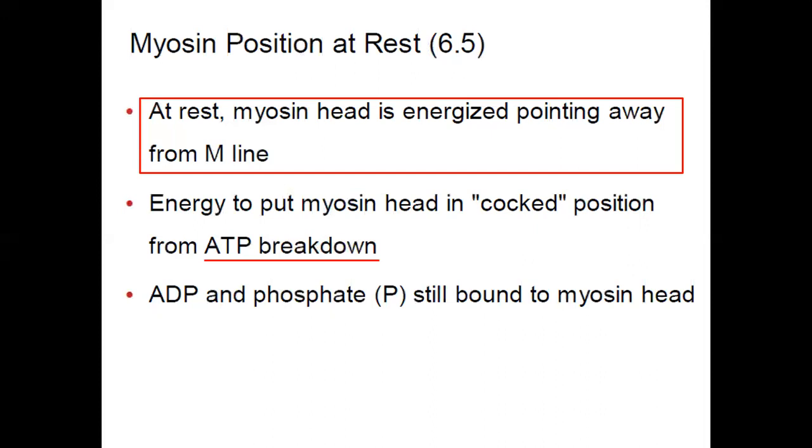So we're going to go through a couple more steps here. At rest, when a muscle is relaxed, the myosin head is energized and it's actually pointing away from the M line. So we're going to come back to the sarcomere here and talk about how, once calcium is available, myosin and actin actually interact and cause muscle contraction. So basically, ATP is used to provide energy to myosin so that that head can swivel and basically stretch and recoil and stretch and recoil.